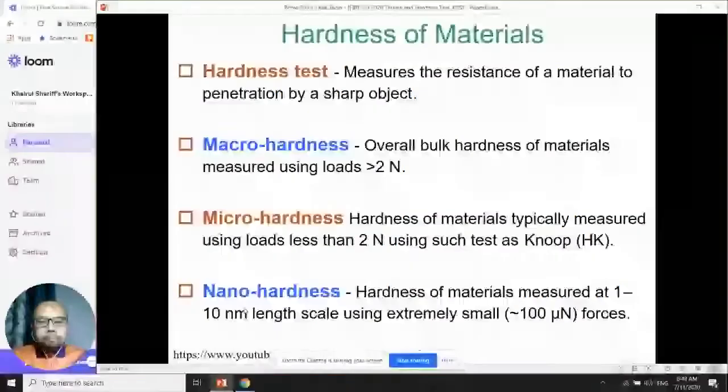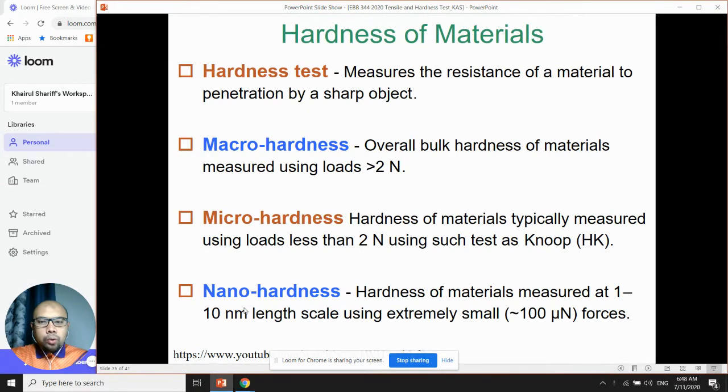Okay, today I want to share with you the next topic for mechanical testing for metal. Today I want to talk about hardness. What is the hardness test?